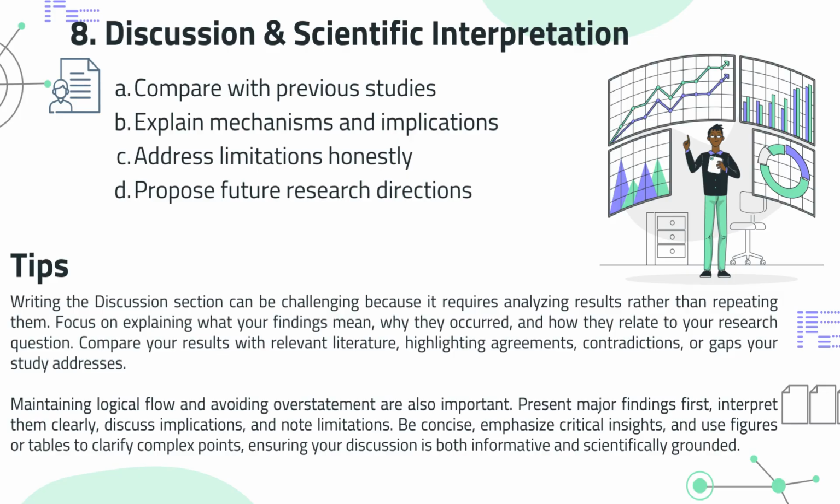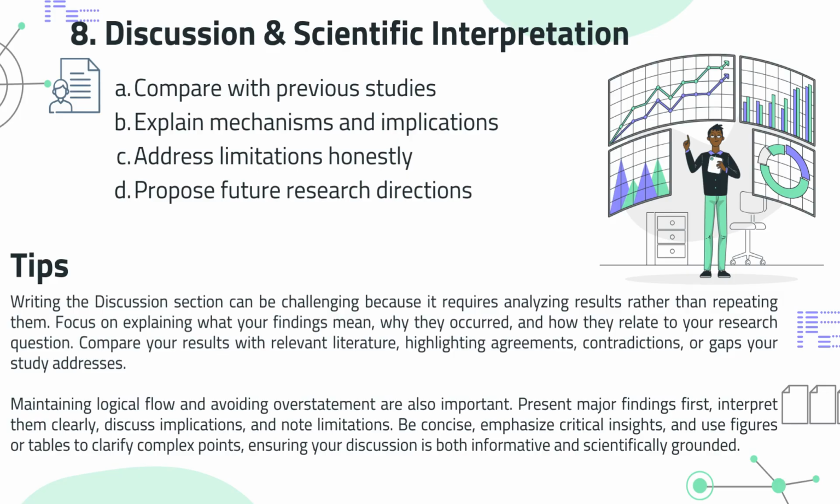3. Address limitations honestly. Every study has limitations, and acknowledging them does not weaken your thesis. In fact, it strengthens your credibility. Be transparent about sample size constraints, methodological limitations, technical uncertainties, potential biases. Avoid defensive language. Instead, frame limitations constructively. For example, although the sample size was limited, the consistent trend observed across replicates supports the robustness of the findings. Honest evaluation reflects scientific maturity.